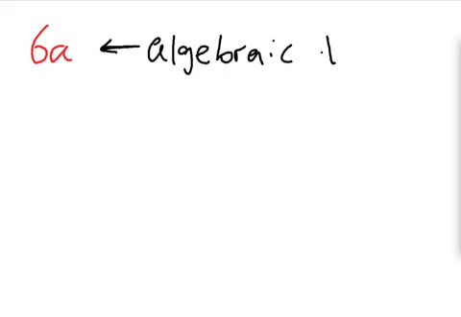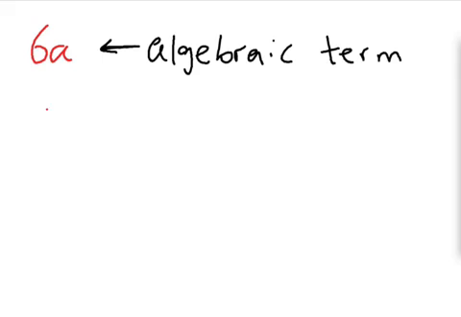6a. Now, what will you call this? 6a. 6a is called an algebraic term. Now, 6a is an algebraic term. Can we find any 2 numbers or any 2 other terms that we can multiply with each other to give us what? 6a. Can we do that? Yes, we can. So now let's try this.